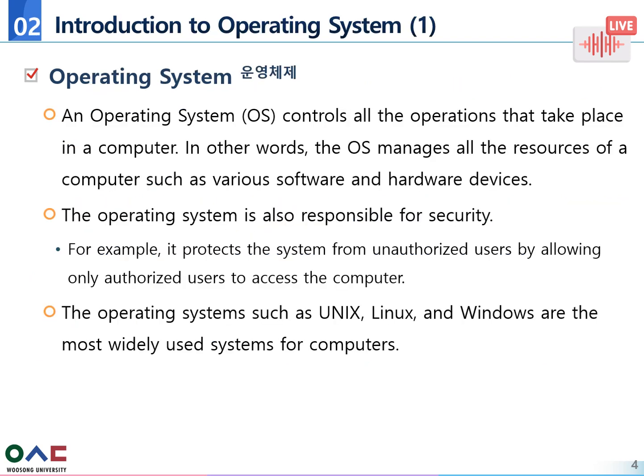Operating system. An operating system, OS, controls all the operations that take place in a computer. In other words, the OS manages all the resources of a computer, such as various software and hardware devices. The operating system is also responsible for security. For example, it protects the system from unauthorized users by allowing only authorized users to access the computer. The operating systems such as Unix, Linux, and Windows are the most widely used systems for computers.